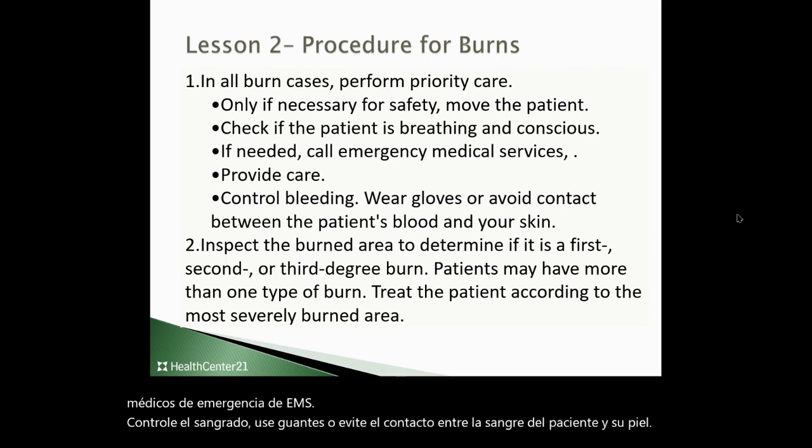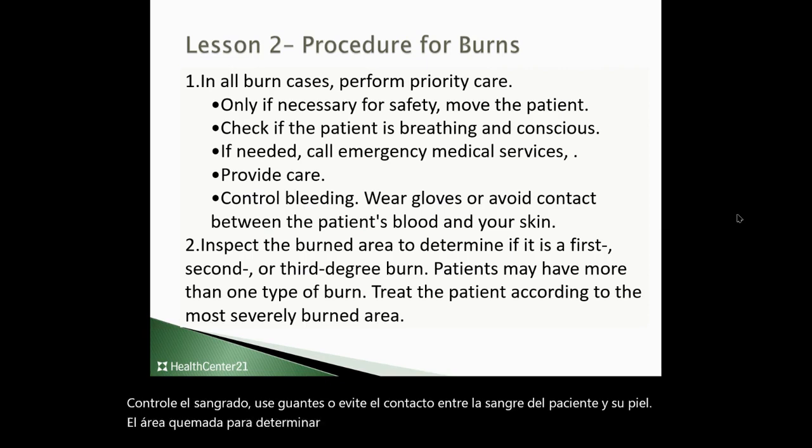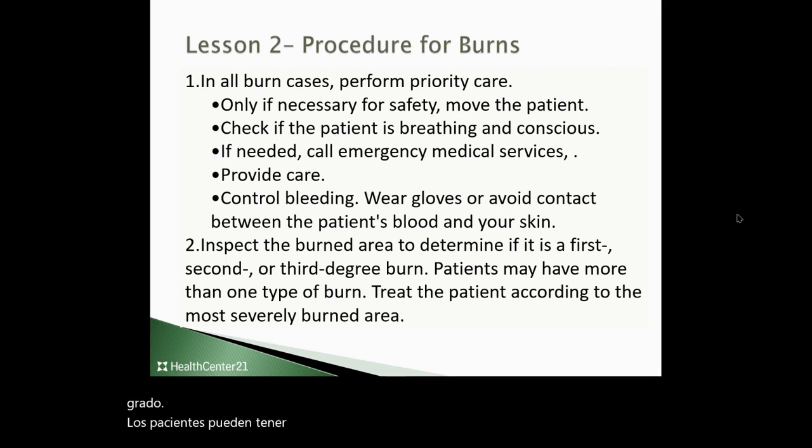2. Inspect the burned area to determine if it is a first, second, or third degree burn. Patients may have more than one type of burn. Treat the patient according to the most severely burned area.